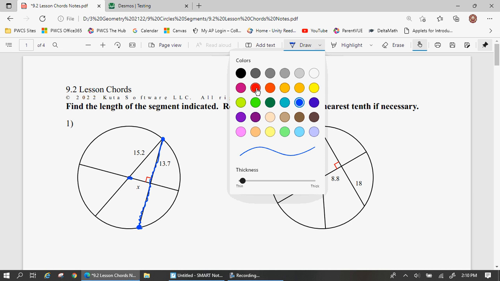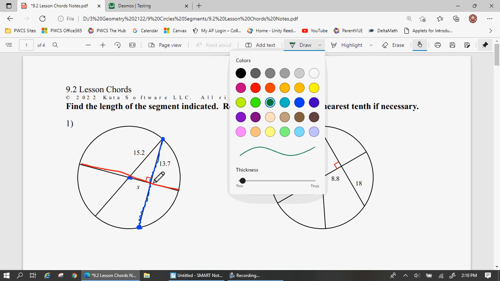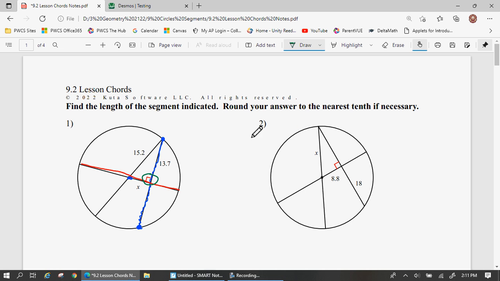So whenever we have a diameter, like this diameter, and it crosses or intersects a chord, like this blue one, we have a couple things that happen. You can see that we get a right angle. And the other thing that happens is that this chord, this blue one, gets cut in half. It gets bisected. And so both of those pieces are the same length. They're congruent. So this piece is 13.7. That makes this one 13.7.